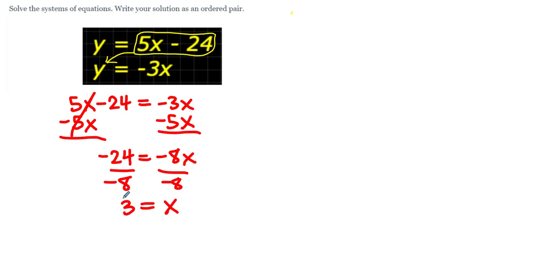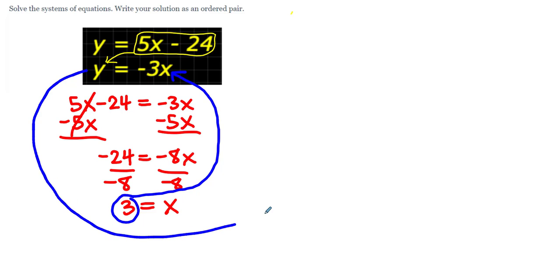So now that I know x is equal to 3, I would like to take the number 3 and substitute it back in for x, either in the top equation or the bottom equation. And ultimately, it doesn't matter. I'm going to choose to do the bottom equation because I think negative 3 times 3 is going to be a little bit easier than 5 times 3 and then minus 24. So let's go ahead. I know, lots of arrows here, right?